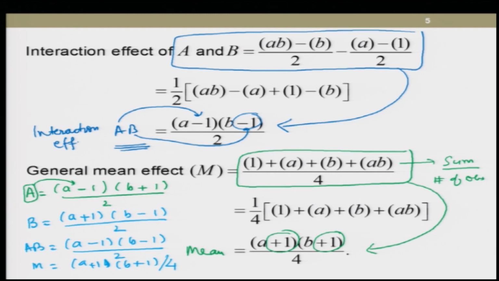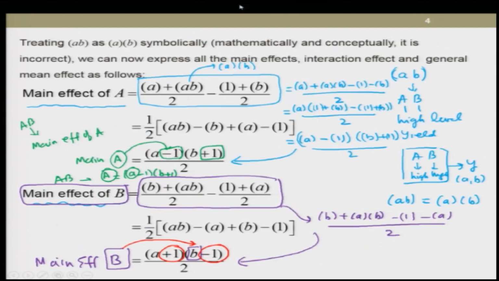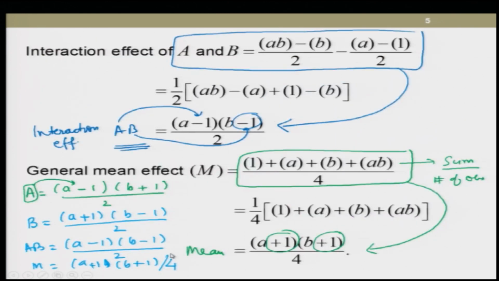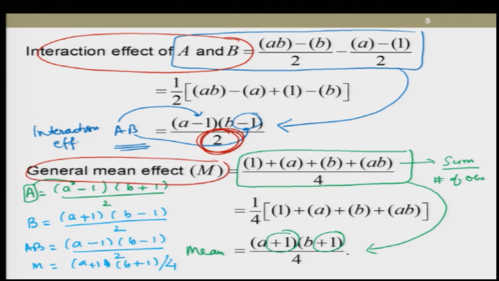One thing you have to notice in both these slides, which I will now highlight with the red color: when we find the main effect of A, the divisor is 2, and when we find the main effect of B, the divisor is 2. When we find the interaction effect of A and B, again the divisor is 2. And when we find the general mean effect, the divisor is 4. So one question comes here: how are these divisors chosen, that sometimes they are 2 and sometimes they are 4?